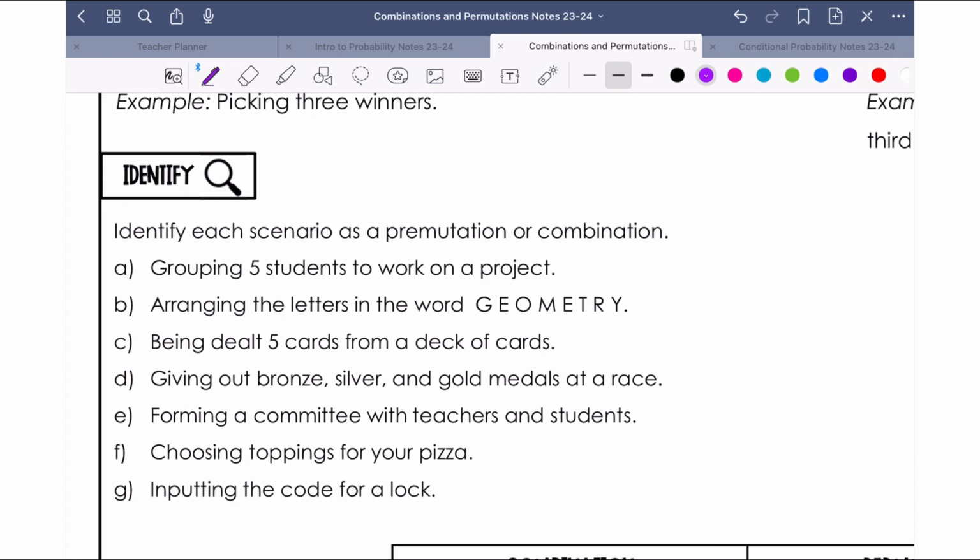So, number 1, grouping 5 students to work on a project. What do y'all think? Do you think the order matters if I group 5 students to work on a project? Does the order matter? No, it doesn't. So this is a combination. We're just going to put C. What about arranging the letters in the word geometry? Does the order matter? Yes, the order does matter in order to spell the word geometry. So that is a permutation.